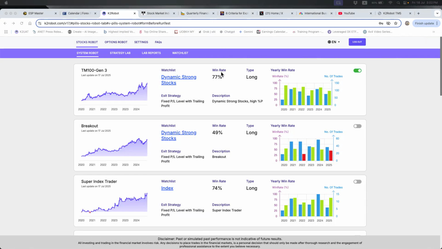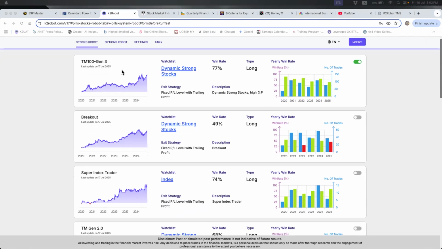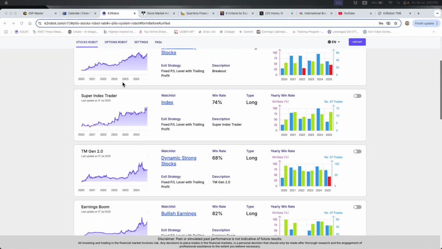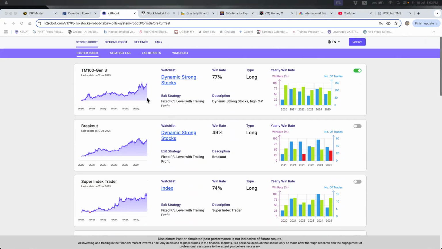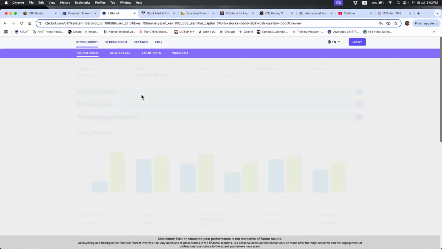I have got a new set of settings for you, and you can see under my K2 robot, it's called Gen 3. Previously we were configuring this Gen 2. But the Gen 2 performance is only so-so, so we need to tweak some of the entry rules and the exit rules so that you get a better performance like my Gen 3. So this Gen 3, let me open up the chart.